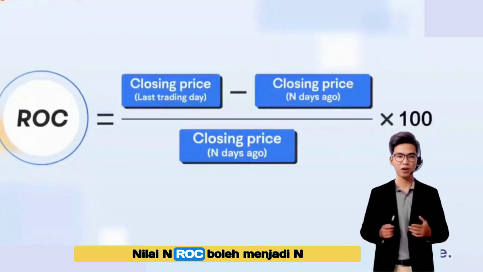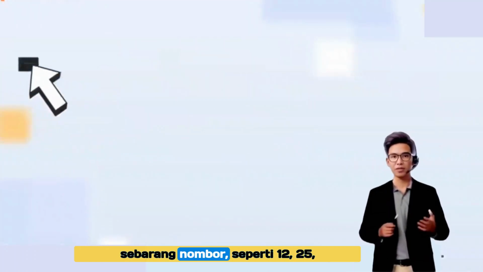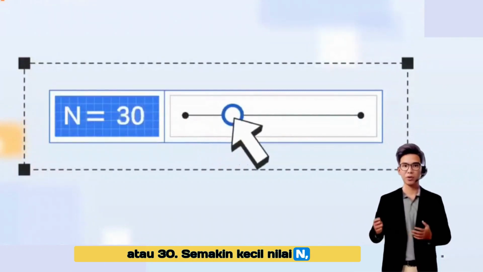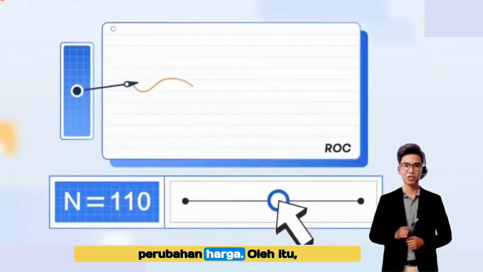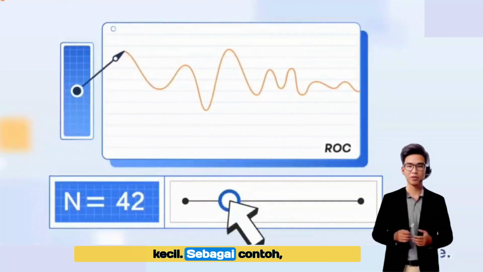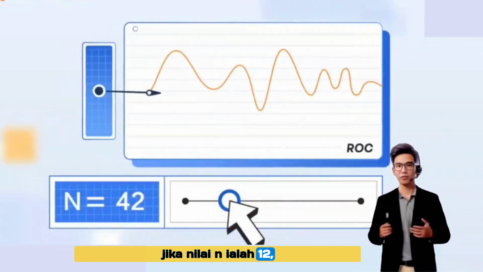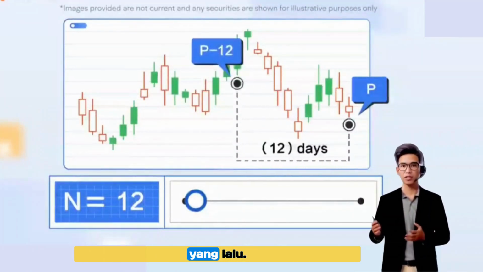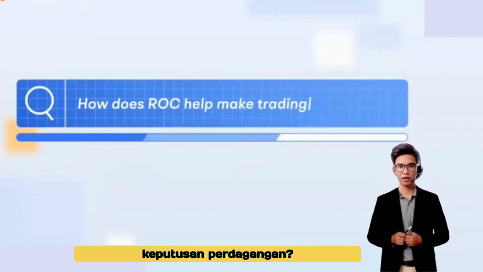The N value of ROC can be any number, such as 12, 25, or 30. The smaller the N value, the more responsive the ROC is to price changes. Therefore, short-term traders tend to favor a smaller N value. For example, if the N value is 12, we're observing the price movement between the current price and the price 12 trading days ago. Does ROC help make trading decisions?